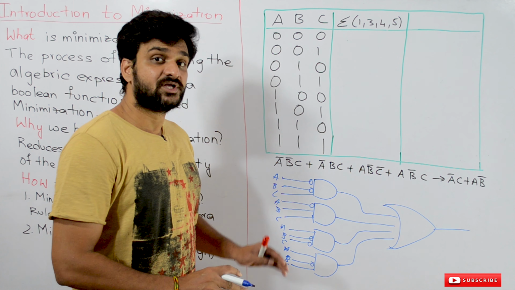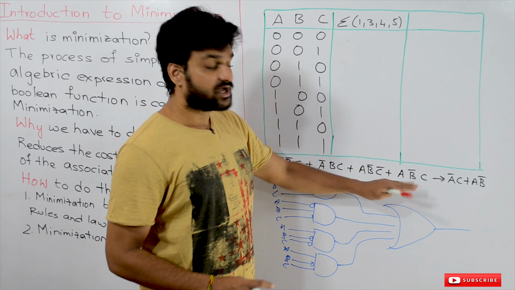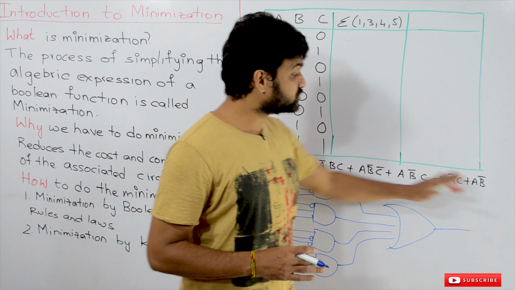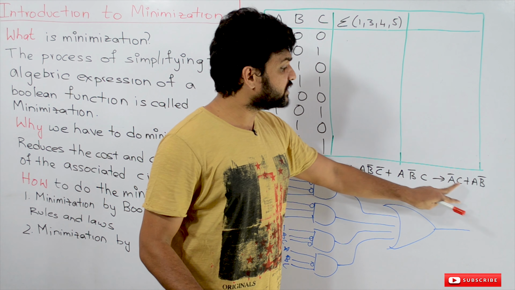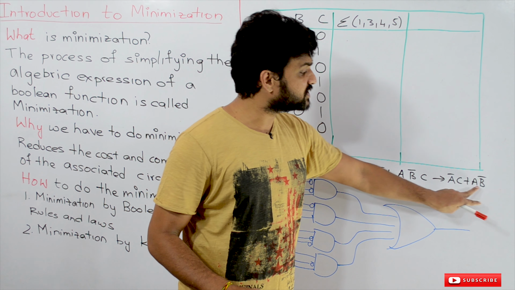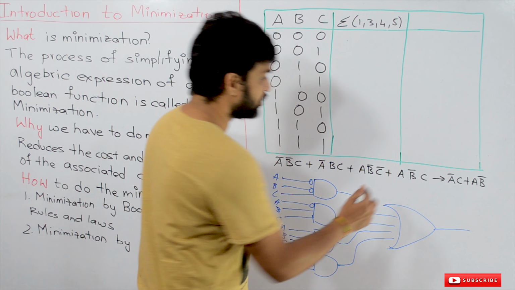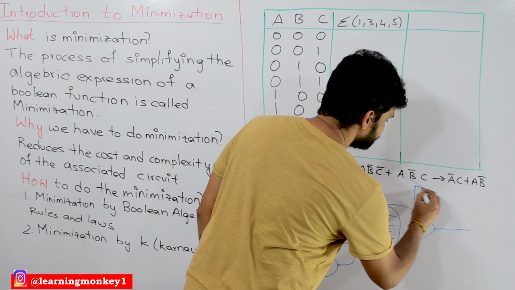For example, if we try to minimize this, after minimization we have obtained this function, and both of them are going to produce the same output. How they produce the same output, that we will check. For now, just assume that both of them are producing the same output. Now if you try to construct the logic circuit for this boolean function, how many gates are required? It is only 3 gates.